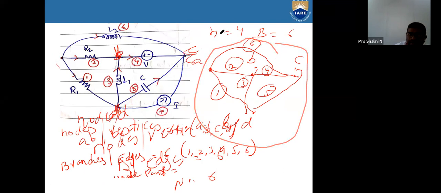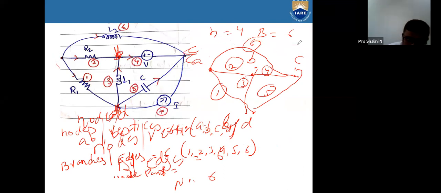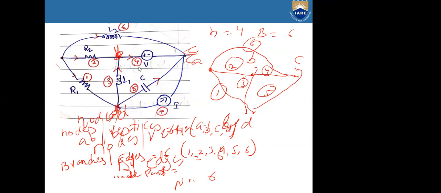Here the nodes will be 4 and the branch elements will be 6. Another name for nodes is vertices, and another name for branches is edges. All of you understand? Yes, sir.